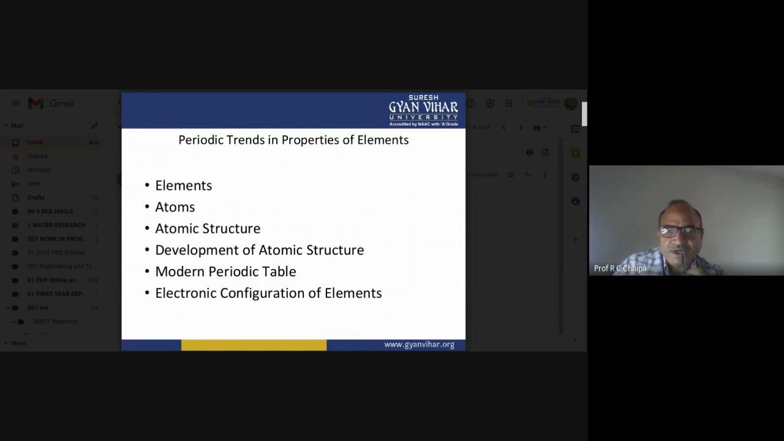However, above 92 are the trans-uranium elements. Some of these elements are synthesized, and we have the perspective about those elements because of the atomic number arrangement and periodicity.